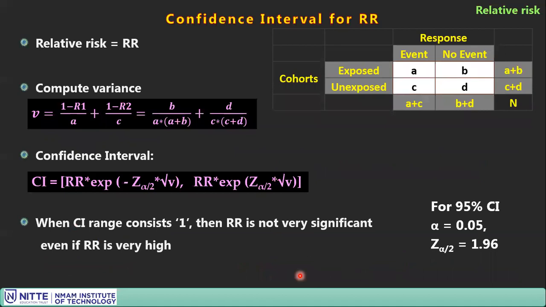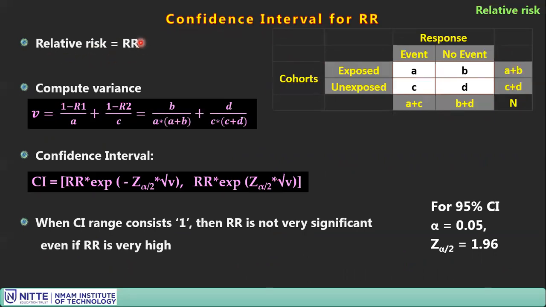A mere point estimate is insufficient when you mention a relative risk. Along with the relative risk, you must always mention a confidence interval. The confidence interval could be of different percentage scales. Usually we go for a 95% confidence interval. Now let us see how we analyze it. This is the same table which I mentioned earlier.